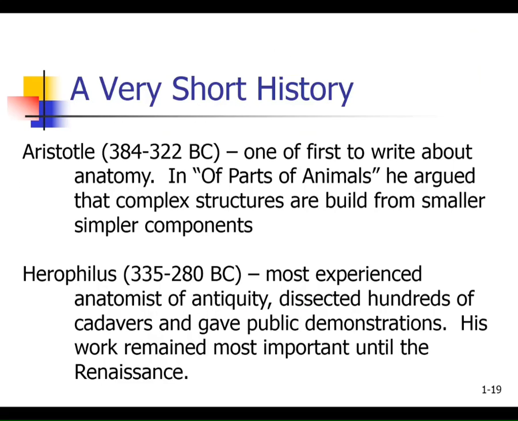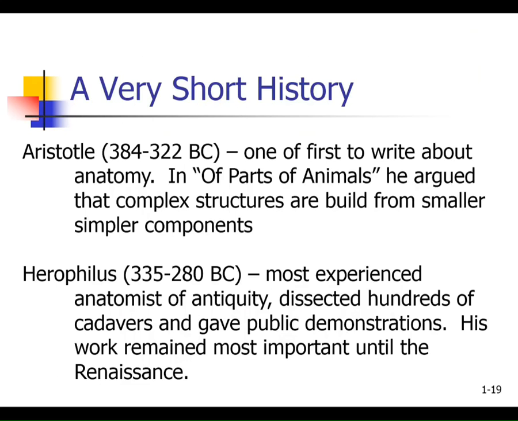Herophilus comes along, also in antiquity, and he was doing a lot of human public demonstrations and dissections, and his work was thought to be groundbreaking and very important all the way up through the Renaissance. Sorry, I get my syllables in the right place. Can you imagine, if you've ever been to Greece? It's hot, right? And I can't imagine doing a gory public dissection out in the heat. It just doesn't sound like a good time to me.